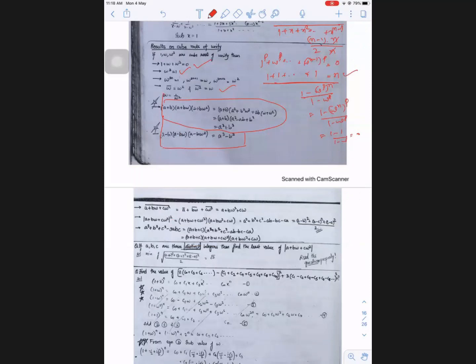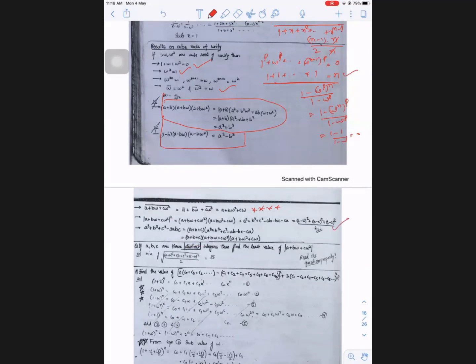And a very important point is this. Our previous IIT question is based on this point only. The conjugate of a plus b omega plus c omega square is a plus b omega square plus c omega. If you remember, what they asked in this question is, if a, b, c are distinct integers, what is the least value of mod a plus b omega plus c omega square? That question he asked.